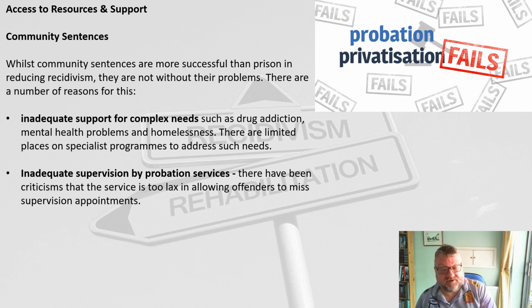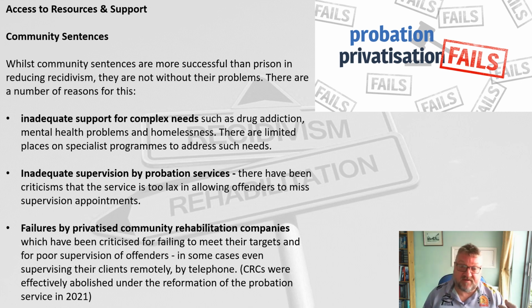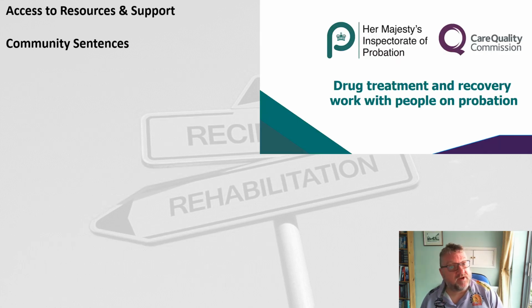There's inadequate supervision by the probation service, because they've been criticised that their service is too lax in allowing offenders to miss supervision appointments. And of course there have been the failures by the CRCs, the privatised community rehabilitation companies, who have been heavily criticised for not meeting their targets and poor supervision of offenders, in some cases even supervising their clients remotely by telephone. And we know that the CRCs were effectively abolished under the reformation of the probation service in 2021.